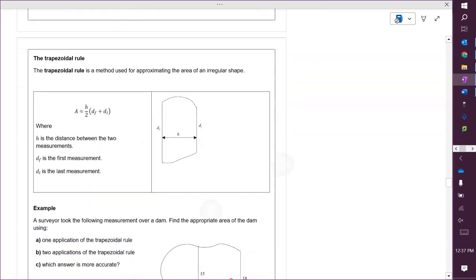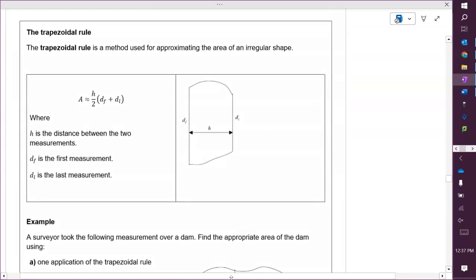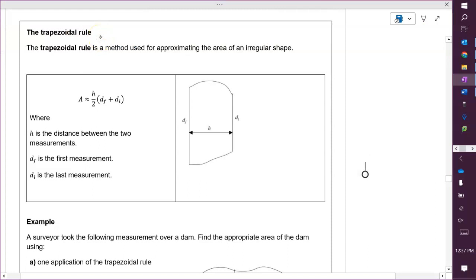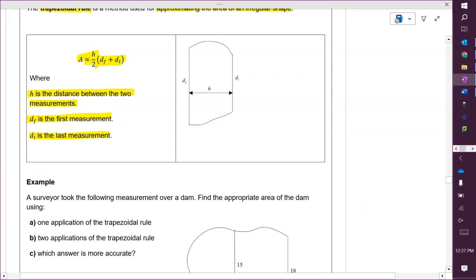The second thing we're going to look at in here is called the trapezoidal rule. Now this is a little bit complex. So a trapezoidal rule is for measuring the approximation of an irregular shape, okay? The rule is the area is approximately h over 2, the distance of the first plus the distance of the last. So h is the distance between the two measurements, df is the first, and dl is the last measurement. So you can see that little diagram there.